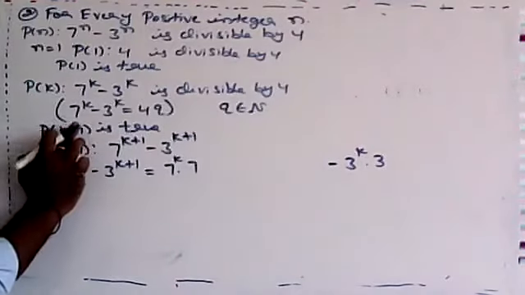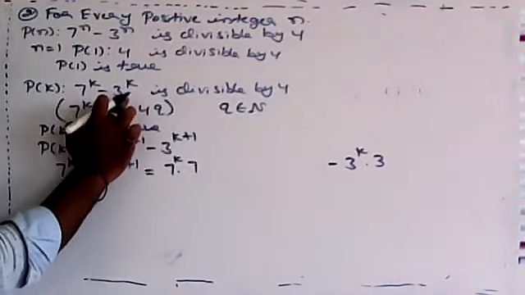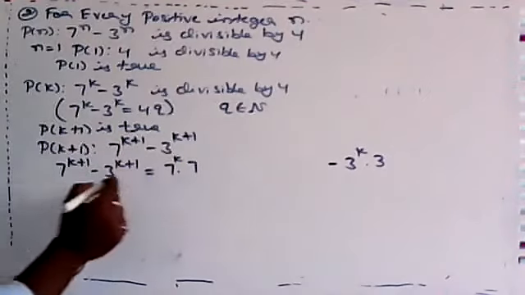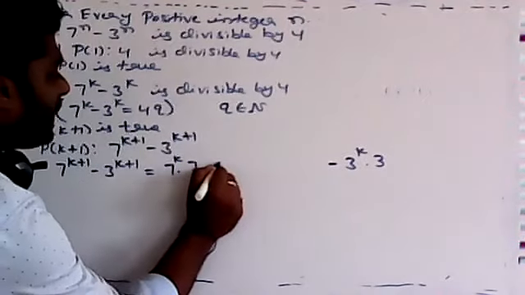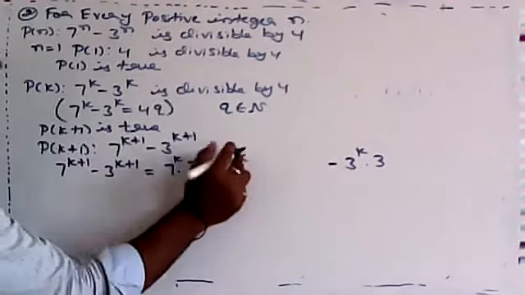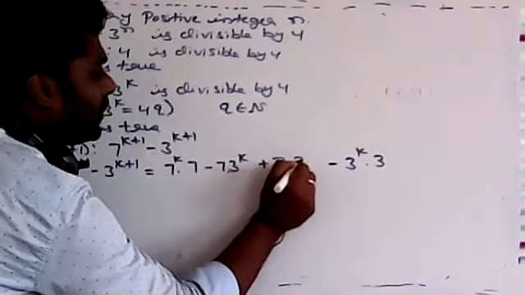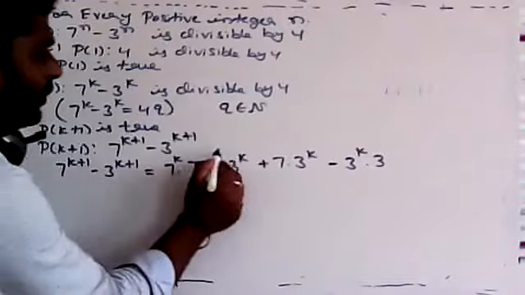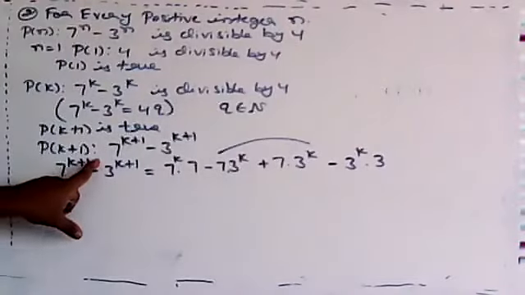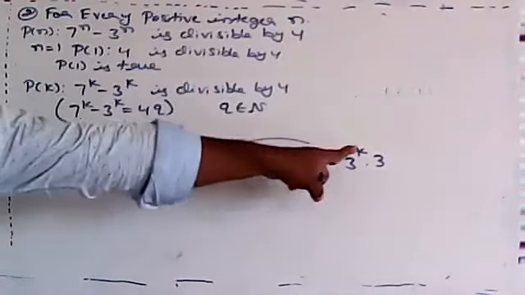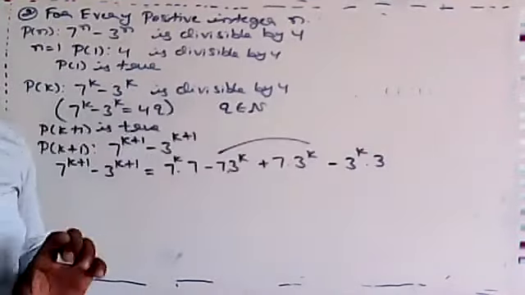As we know, 7 to the power of k minus 3 to the power of k is 4 times q. It means it is divisible by 4. So I'm balancing this equation by adding and subtracting 7 into 3 to the power of k. Clear or not, this one step? So this step you have to remember. 7 to the power of k plus 1 I wrote as 7 to the power of k into 7, and minus 3 to the power of k plus 1 as 3 to the power of k into 3.